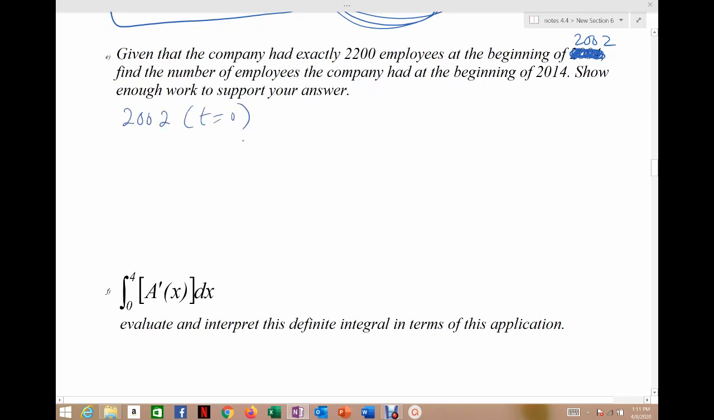All right, so we know the company at time 0 had 2,200 employees. Find the number of employees the company had at the beginning of 2014. So 2014 would be at the end of this. This would be at time 12.